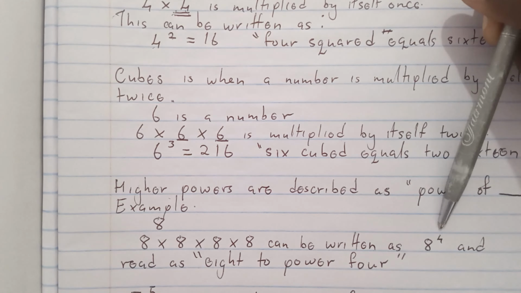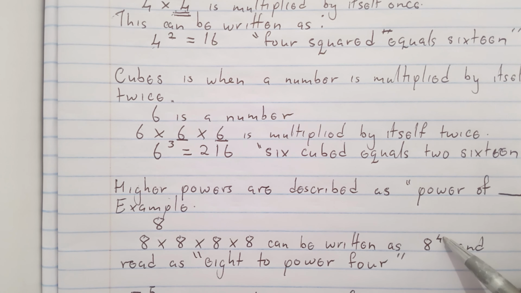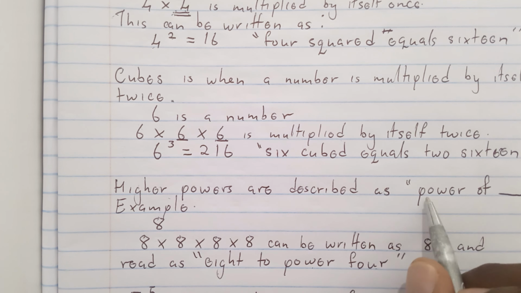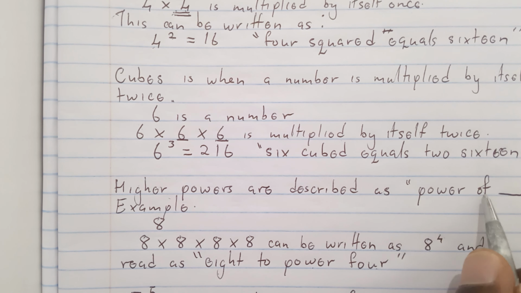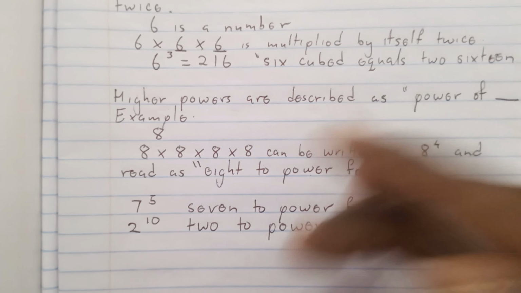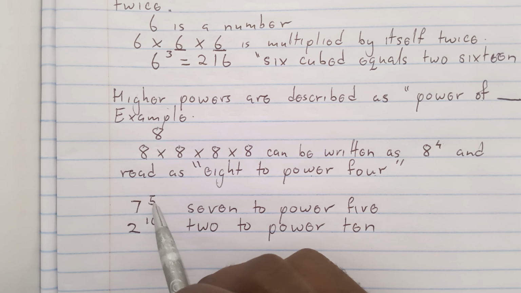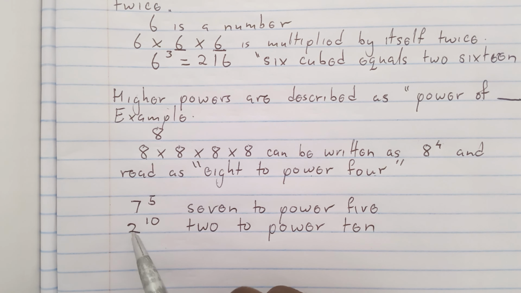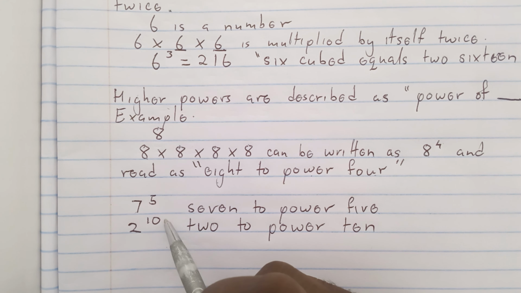Again, it's written as 8 to power 4. But when you get to read it, you read it as 8 to power 4. As we've said here, power of something, power of 5, power of 10, that means it just multiplied itself. It appears 4 times, okay, as a trick. Then, other powers can be 7 to power 5. Another one can be 2 to power 10, okay?